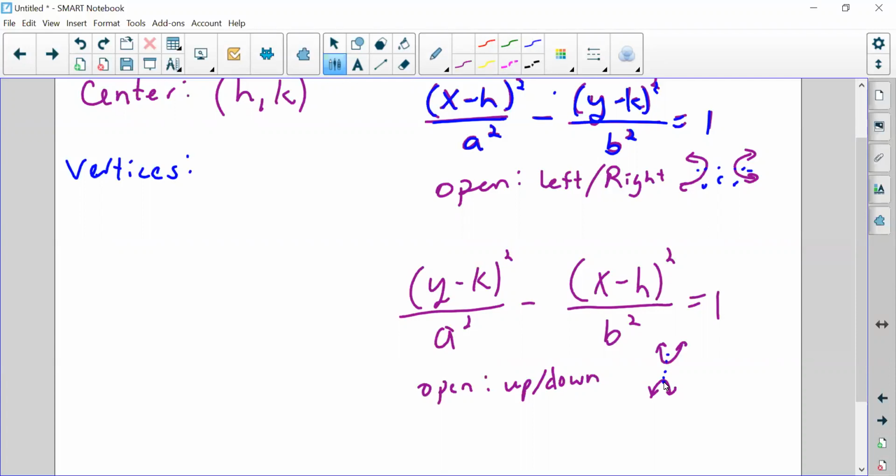So to find our vertices, if it opens left and right, I'm going to take my center and add or subtract a from h, and then keep the same k, so I keep the same height, imagining a horizontal line connecting those vertices. But if it opens up or down, my h stays the same. I have the same x value, but my y's, how high or how low it is, change. So this time I'm going to add or subtract a from the k value.